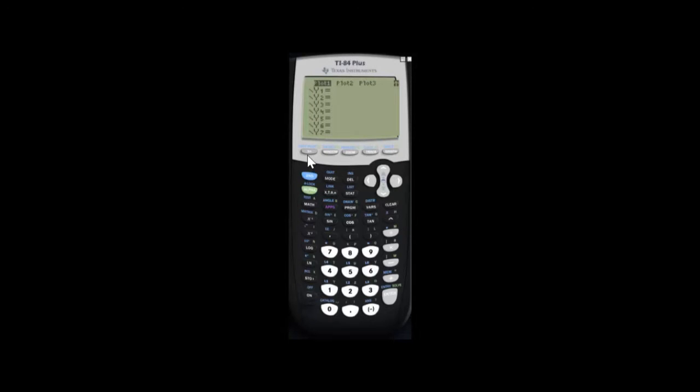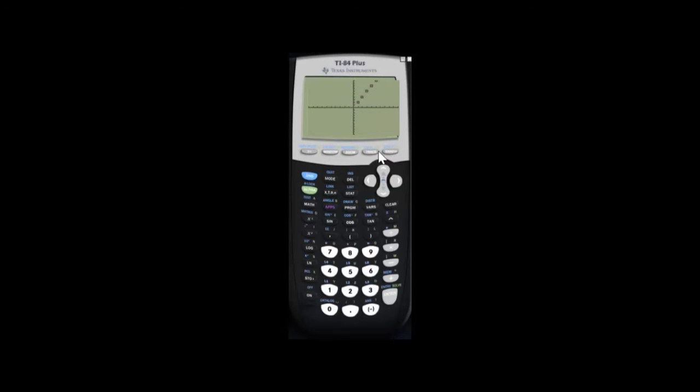You can go second y equals to look at plot 1. The default is going to be the scatter plot, and that's what we want to look at, a scatter plot. I can hit enter. Graph. Here you see the scatter plot, and here you can see these points in a straight line.